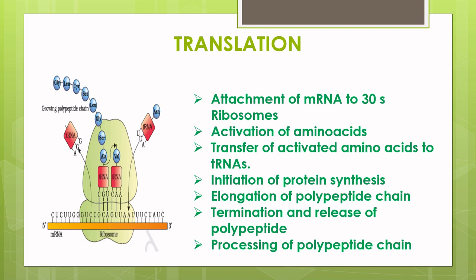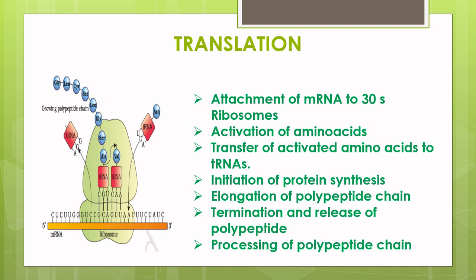Translation involves steps resulting in the actual biosynthesis of protein as per the nucleoside sequence of mRNA. Now let us look at the steps in detail. Attachment of mRNA to 30S ribosomes. The mRNA coming from the nucleus attaches to the 30S ribosome in the presence of F factor. The mRNA is provided with a series of triplets, that is 3 nucleotides, and each triplet forms a code.